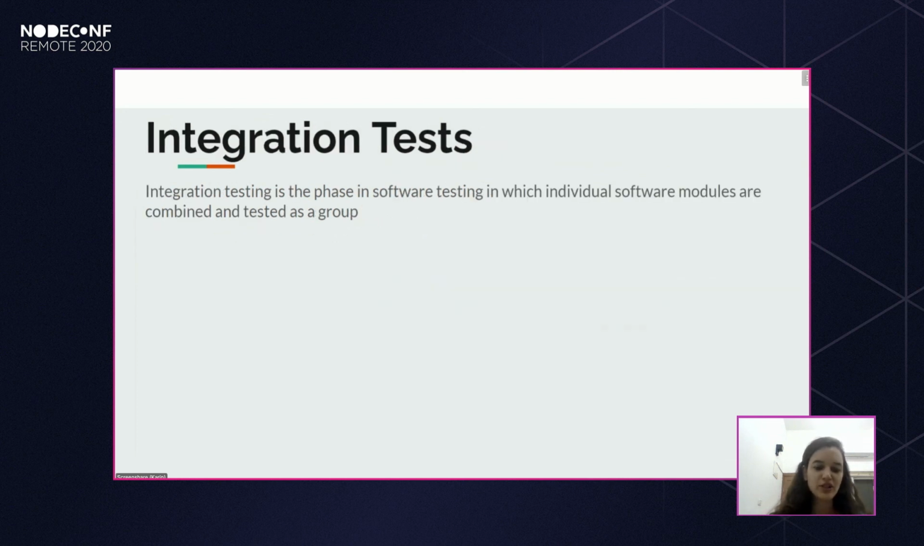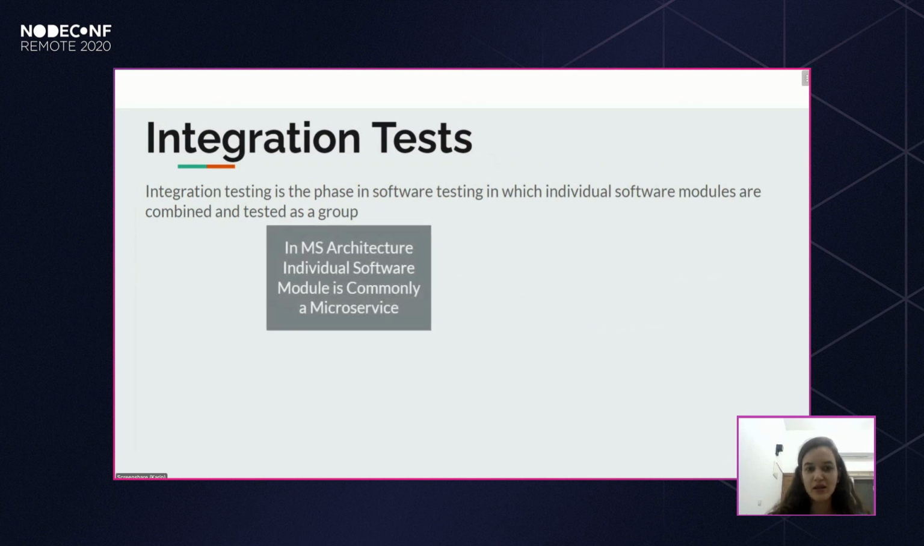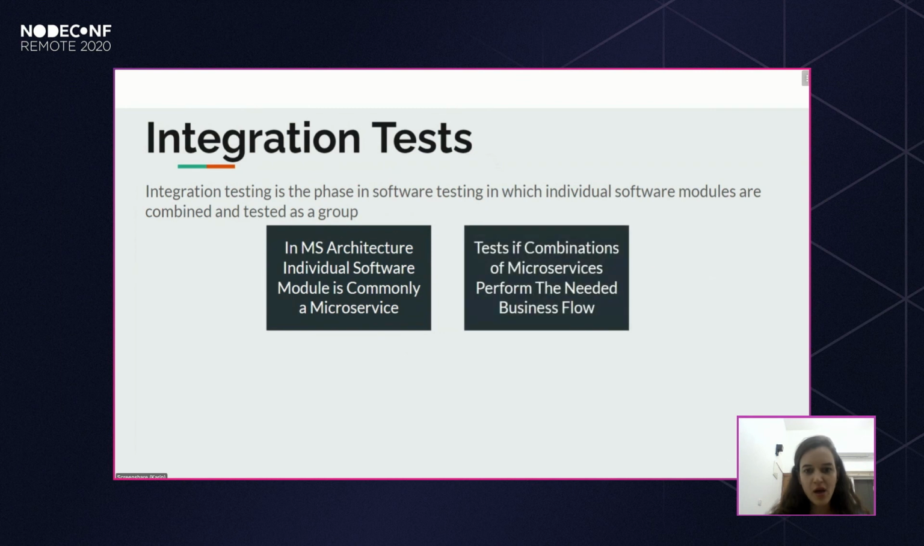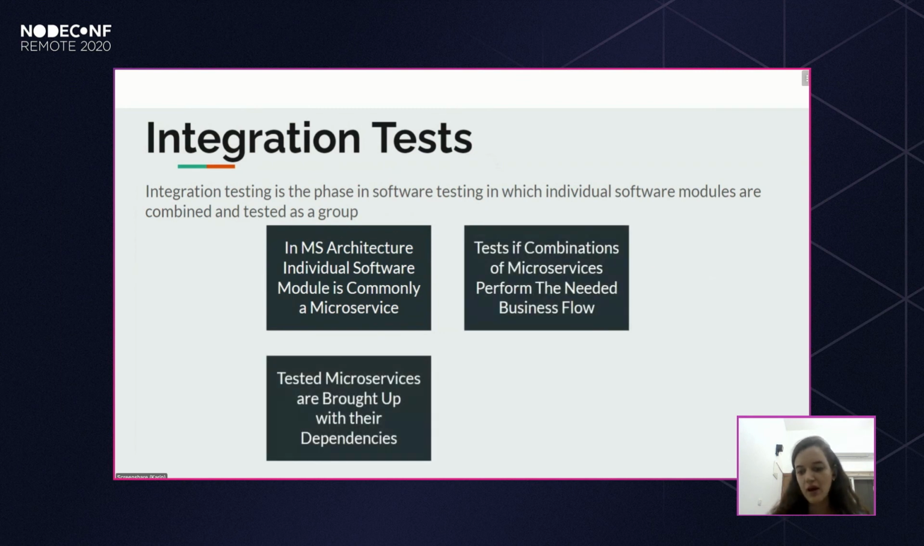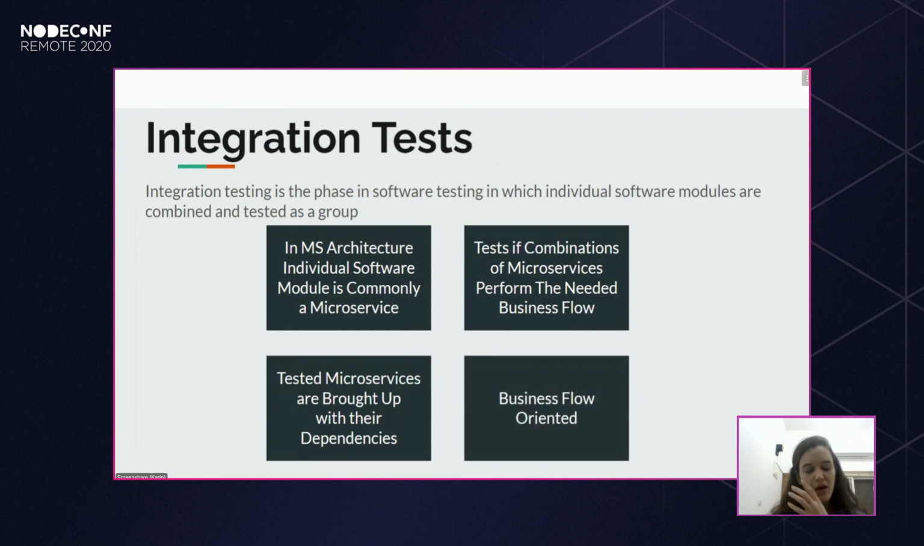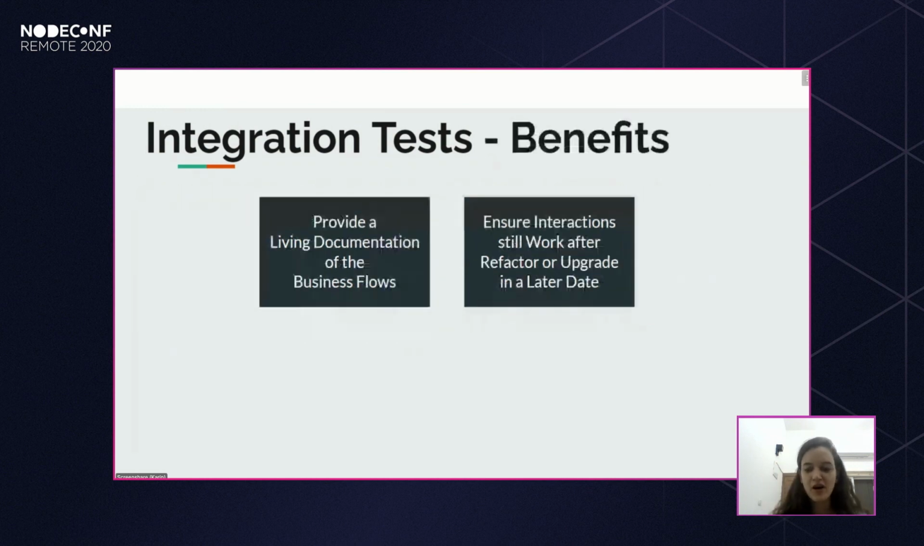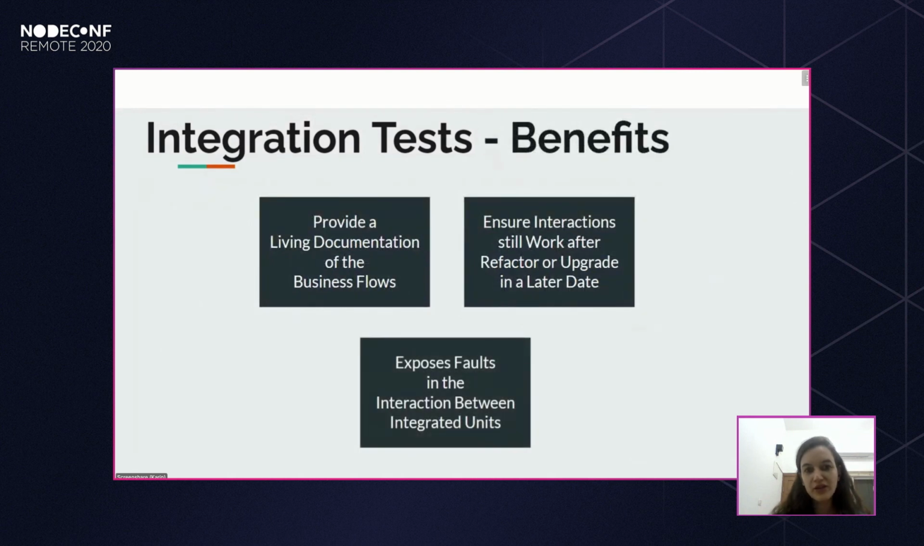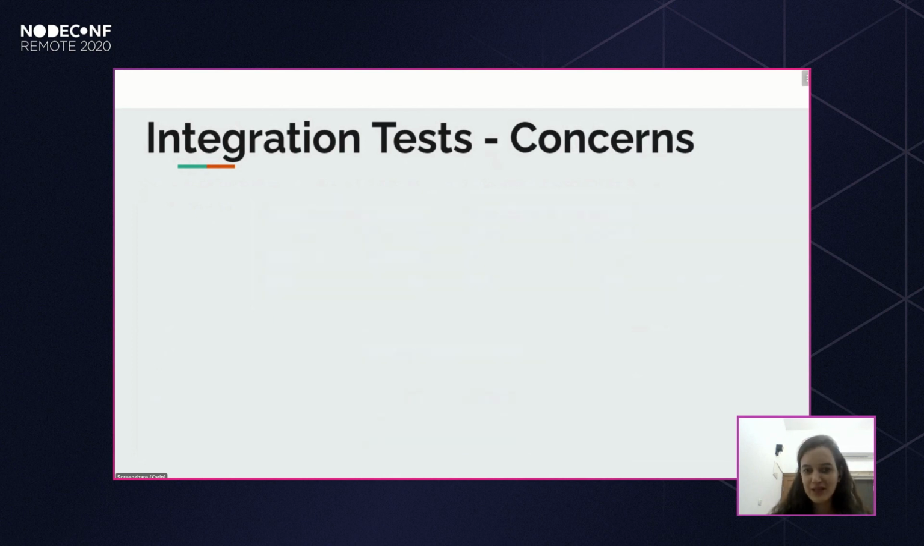So basically, an integration test is combining a few modules or a few services and testing them all together. Basically, testing if they perform the needed business flow. Again, all the microservices that are tested within the test need to be brought up for the testing. The key differentiator here is that integration tests expose faults in the interaction between the units.